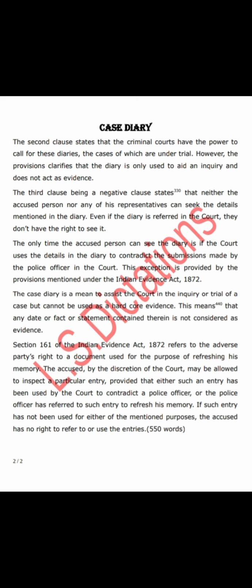If such entry has not been used for either of the mentioned purposes, the accused has no right to refer to or use the entries.